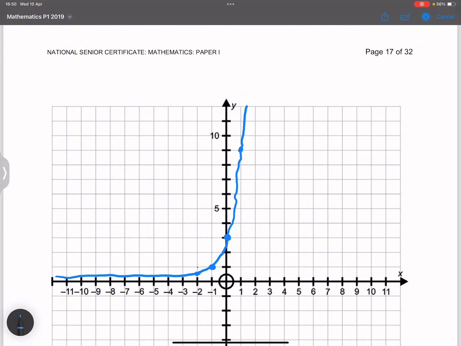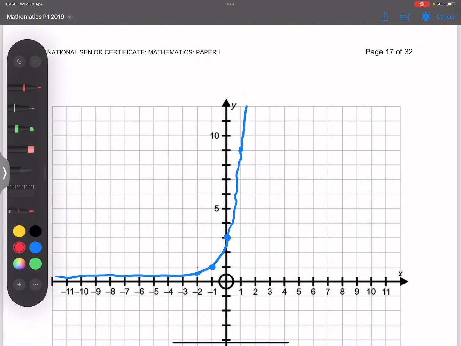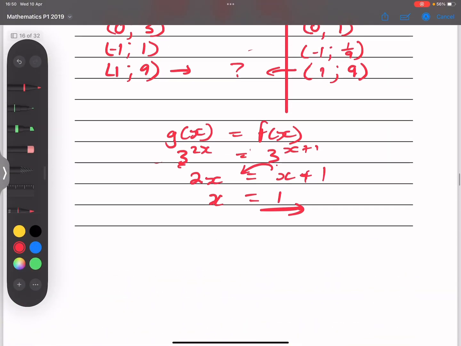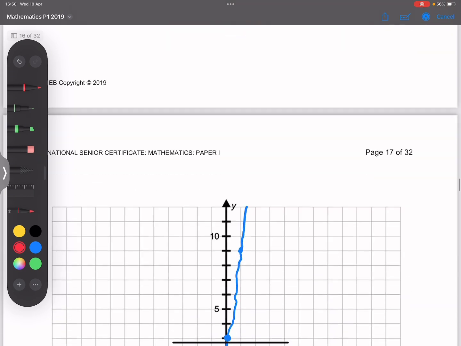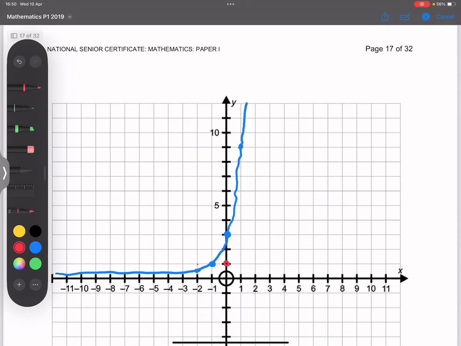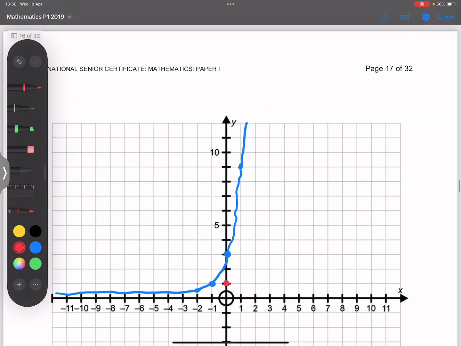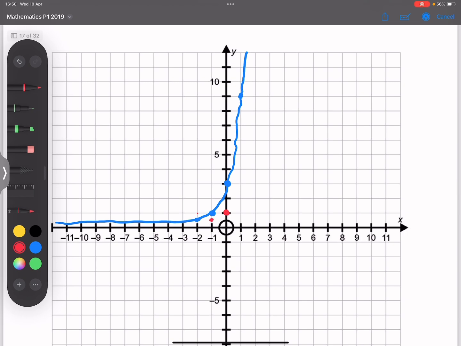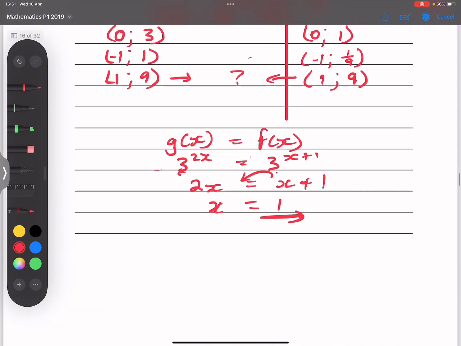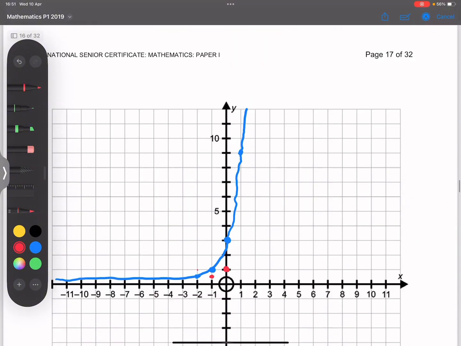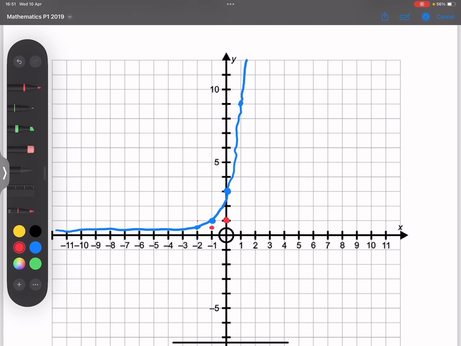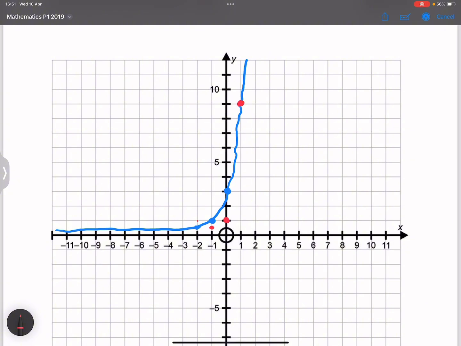And then let's draw g of x. I'm going to draw this in red. Okay, so let's find the points. We said it's got 0 and 1. So 0 and 1, this is it there. And at negative 1, we said it's 1 over 9. It's going to be this point here. And at 1, the graph is equal to 9, just like this one. Okay, so for that graph, it will probably sit at the bottom there.